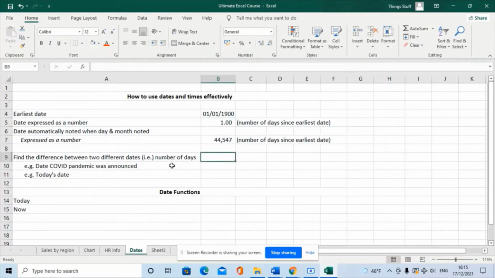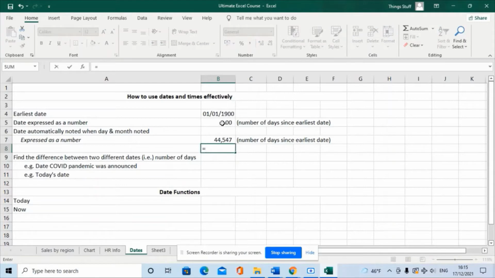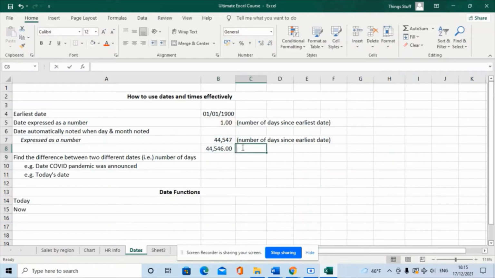And we can find a difference between two different dates. So for example, on the earlier two, we can do that minus that, which will give us a sum, and we can divide roughly by 365 days, which would mean that it's 122 years since that earliest date.